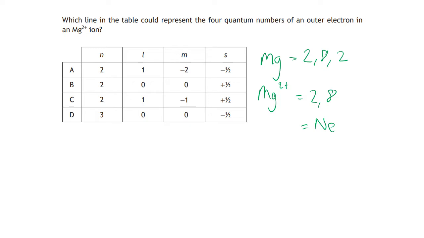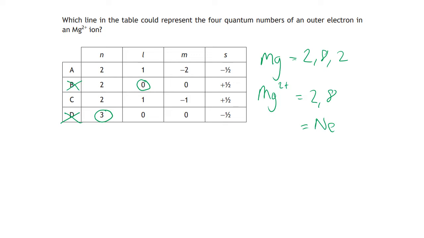So what this question is asking you is what four quantum numbers could represent an electron in the outer shell of neon. So neon is in the second period. So we can immediately eliminate D, because if it's in the second period, it's got a principal quantum number of 2. Neon is in the P block, which means it needs to have an angular momentum quantum number of 1. So B can be eliminated.